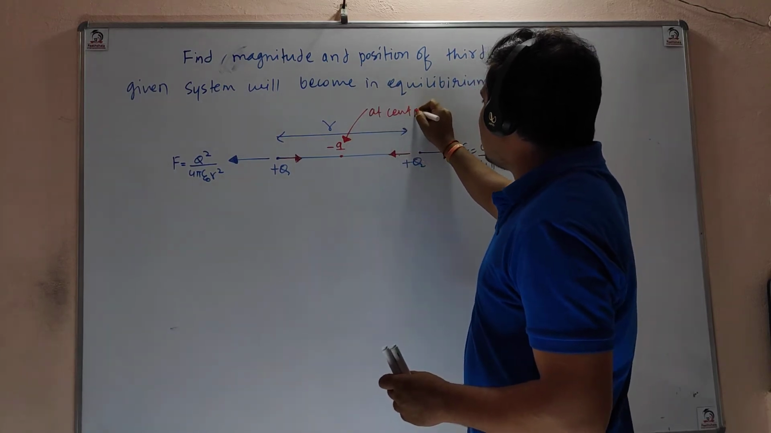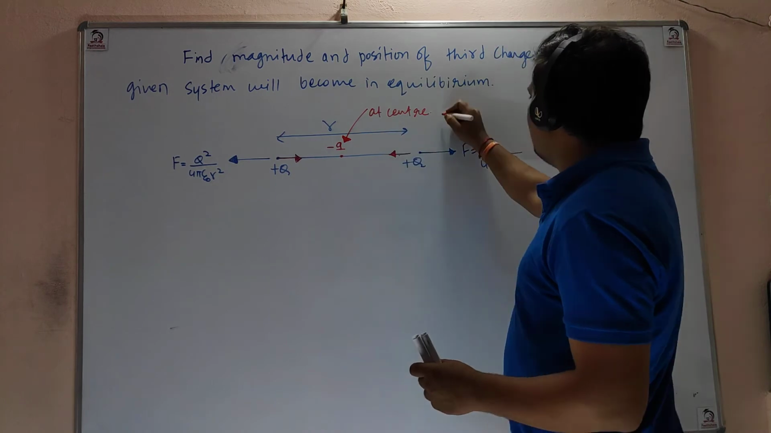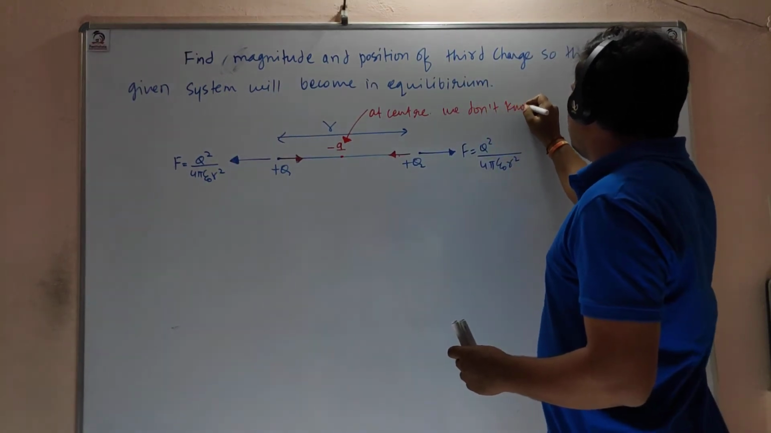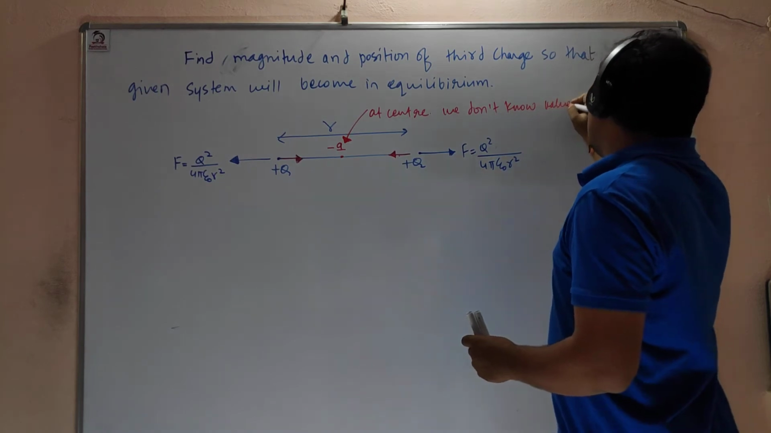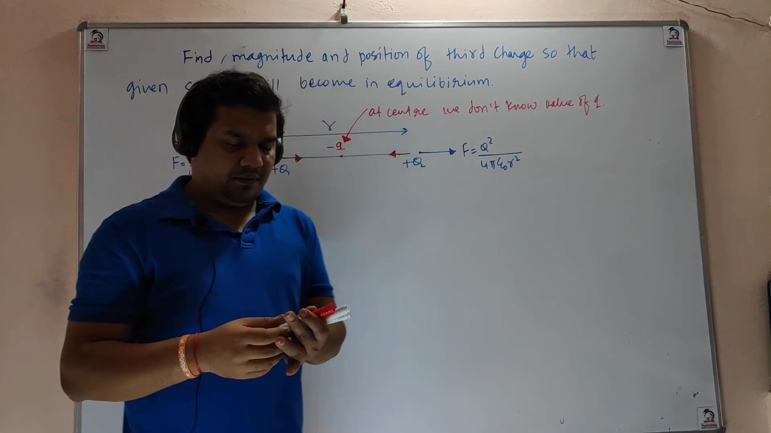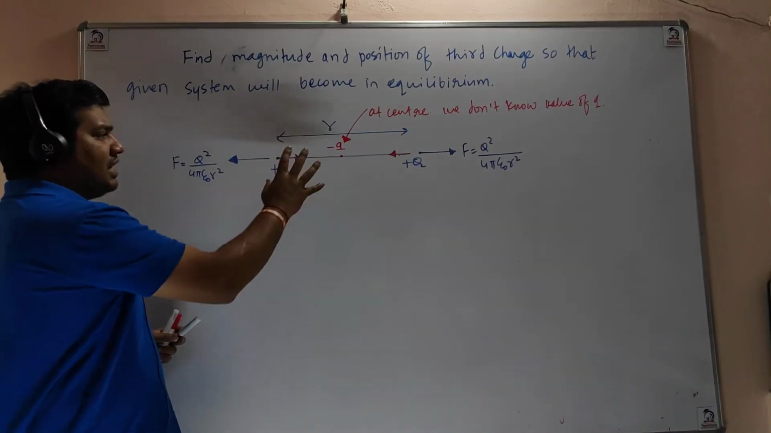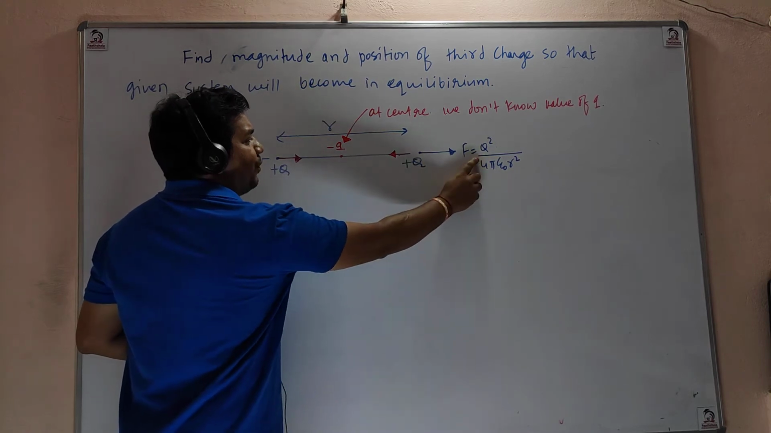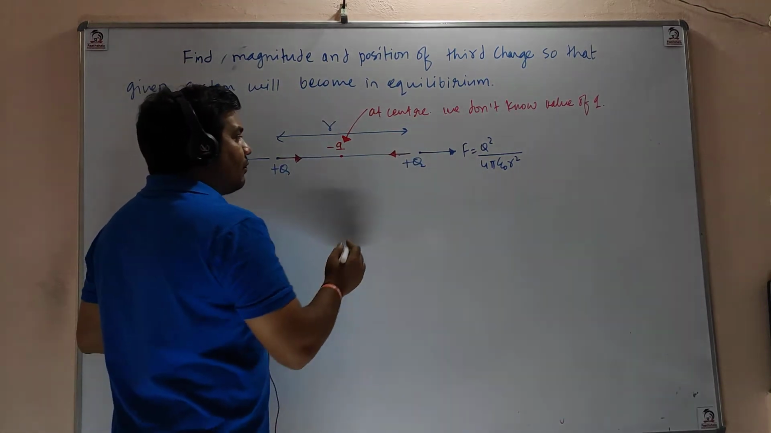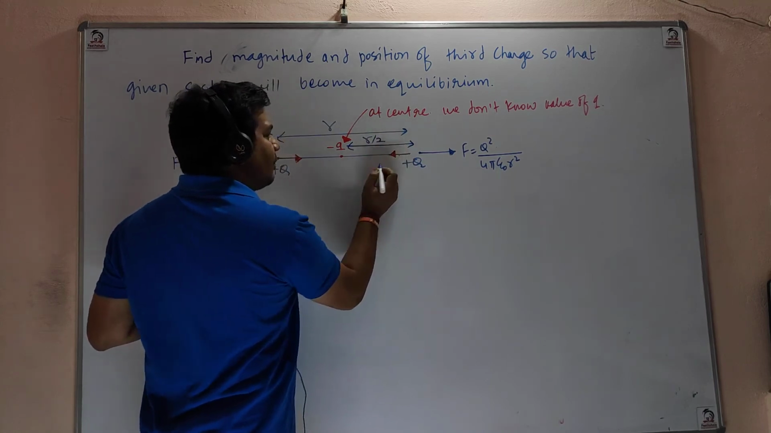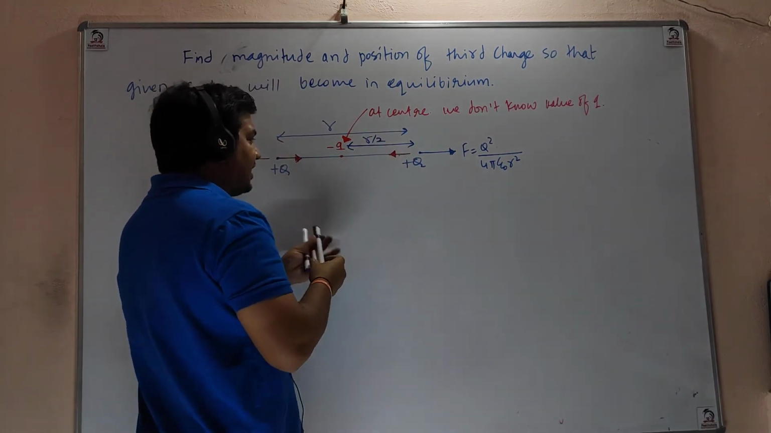At center. And we don't know the value of q. We are just assuming this minus charge can counter this force. So what is this distance? R by 2. So how much force is acting on the left hand side?